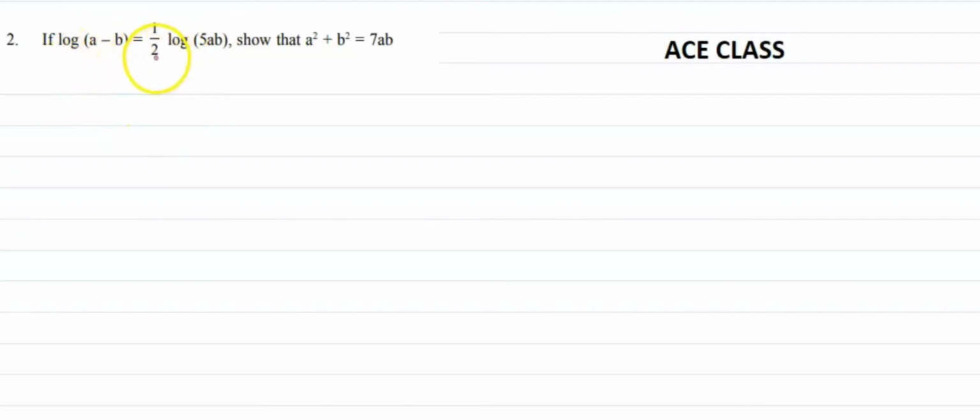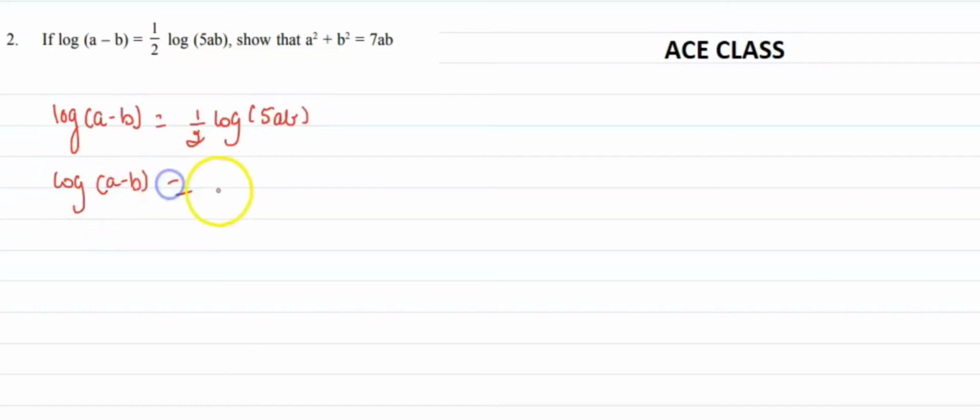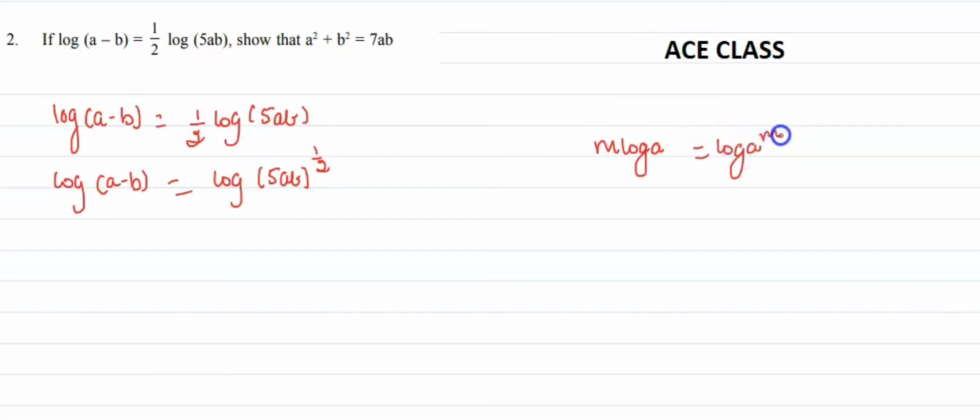Log (a minus b) equals 1 by 2 into log of 5ab. Show that a square plus b square is equal to 7ab. So now in order to prove that, if is a condition, you will use this. So log (a minus b) is equal to 1 by 2 into log of 5ab. So this I will write as it is, log of (a minus b). This m log a can be written as log of a to the power of m, that is (5ab) whole to the power of 1 by 2. Log on both the sides I can cancel. So a minus b will be equal to whole power 1 by 2, which can be written as root of 5ab.